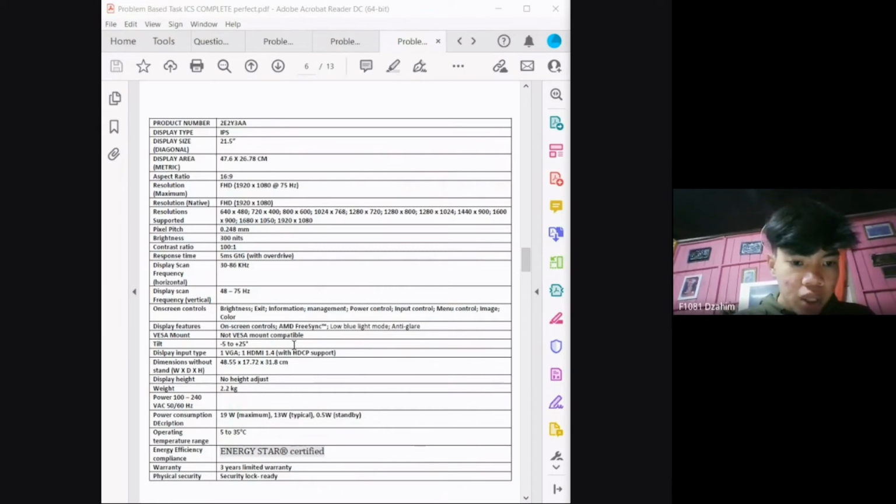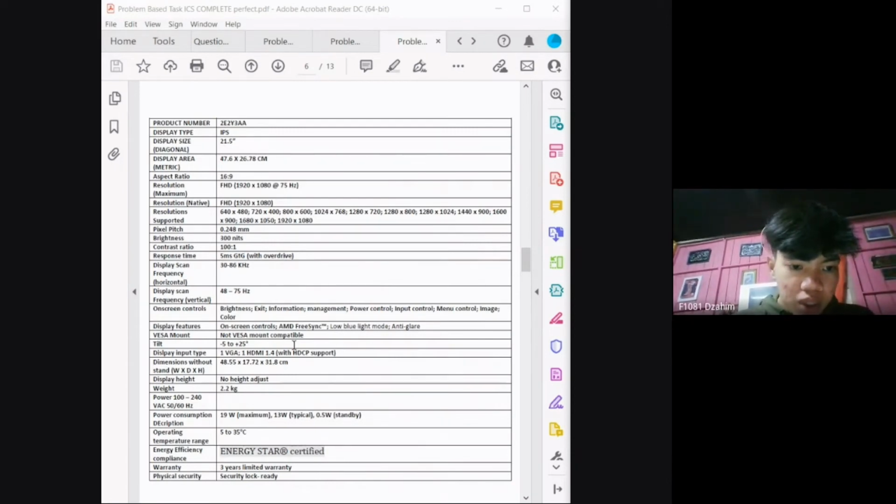Dimension without stand is 48.55 times 17.72 times 31.8 cm. The display height is no height adjust. The weight is 2.2 kilograms. Power 100 to 240 VAC, 50 and 60 Hz.